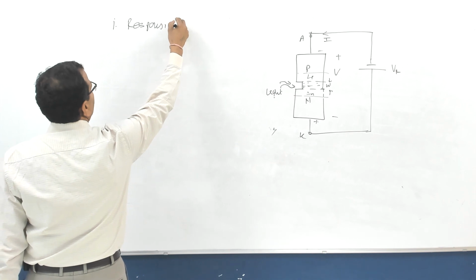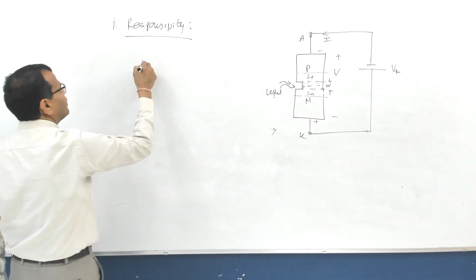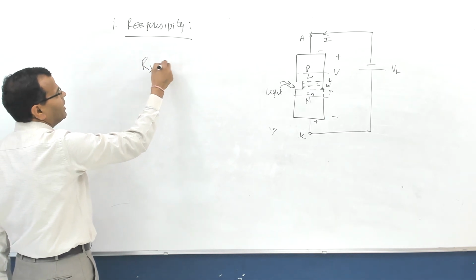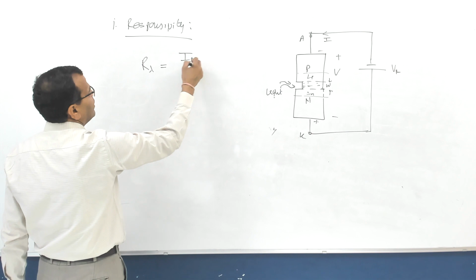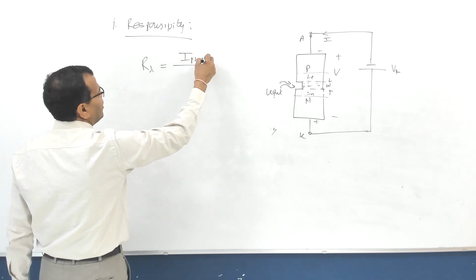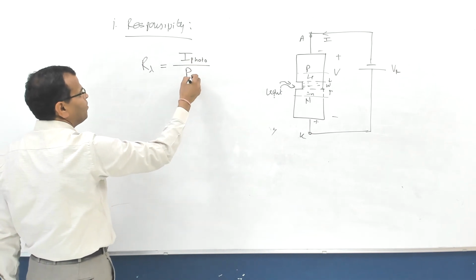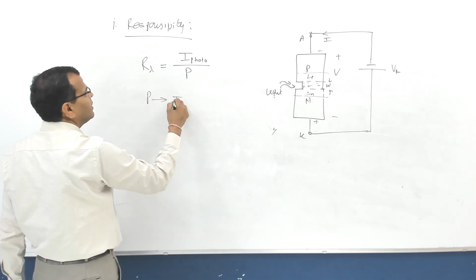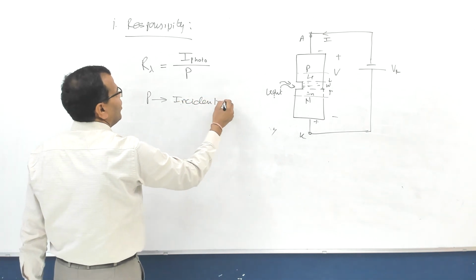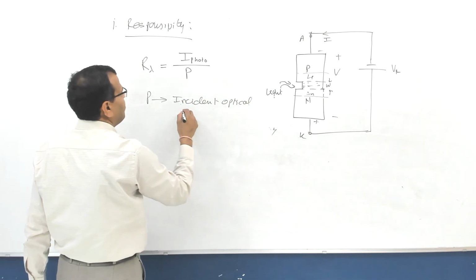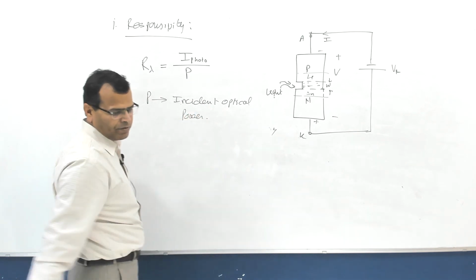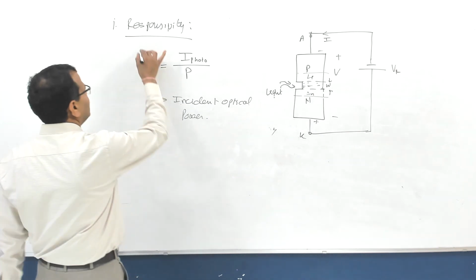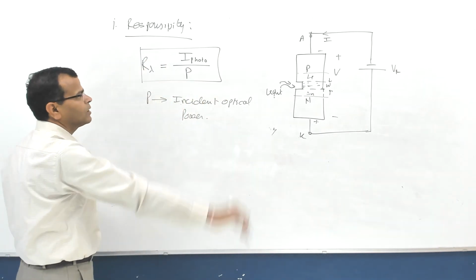Responsivity. Responsivity of the photodiode, R lambda, is defined as the photocurrent per unit incident power. P is the incident optical power. So this is your responsivity.